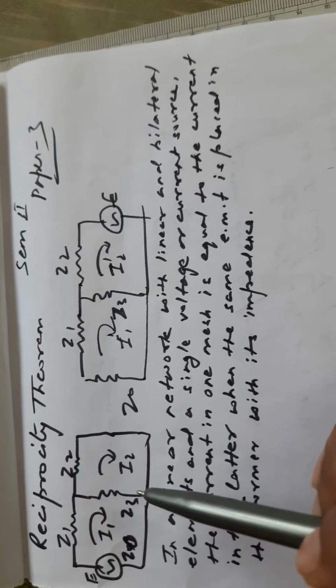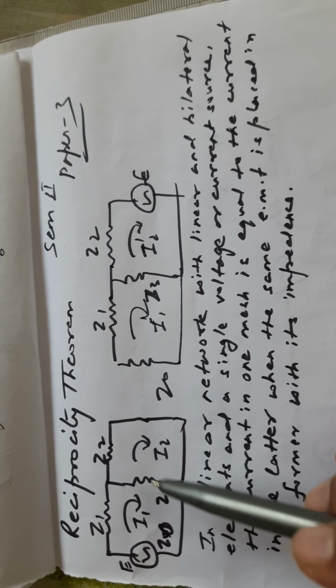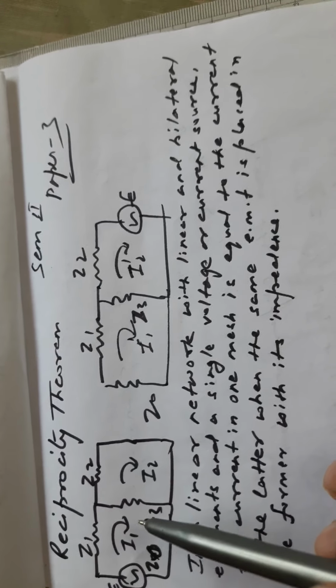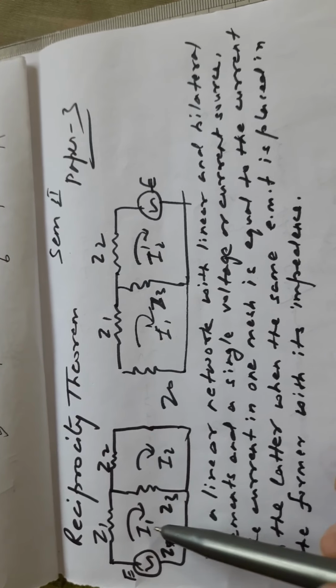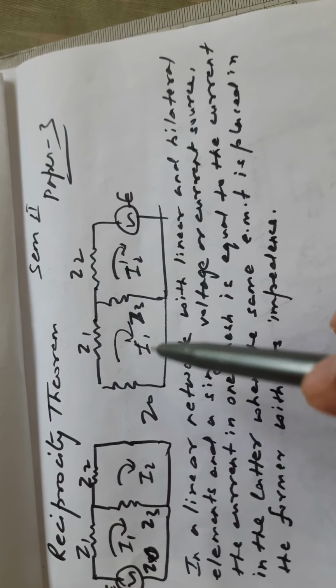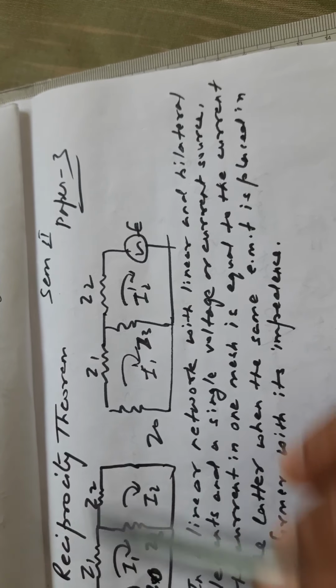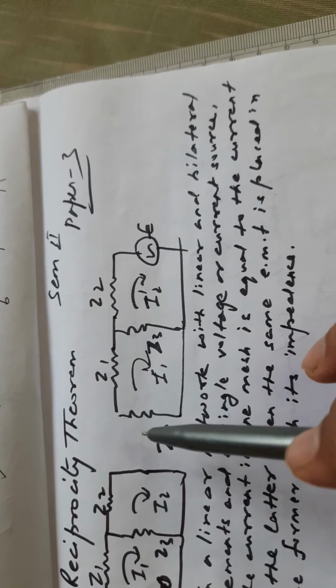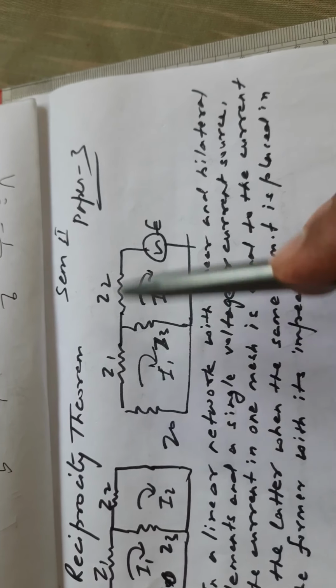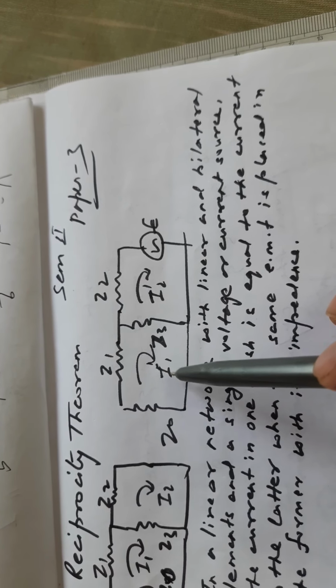Now we'll consider a two mesh network, which I have already drawn here. It's a two mesh network, with the current I1 in the first mesh and I2 in the second mesh, and the equivalent of it has been drawn here. Here we have just replaced this EMF and the impedance Z0, and the other things are the same. Here we have assumed the currents to be I1 prime and I2 prime.